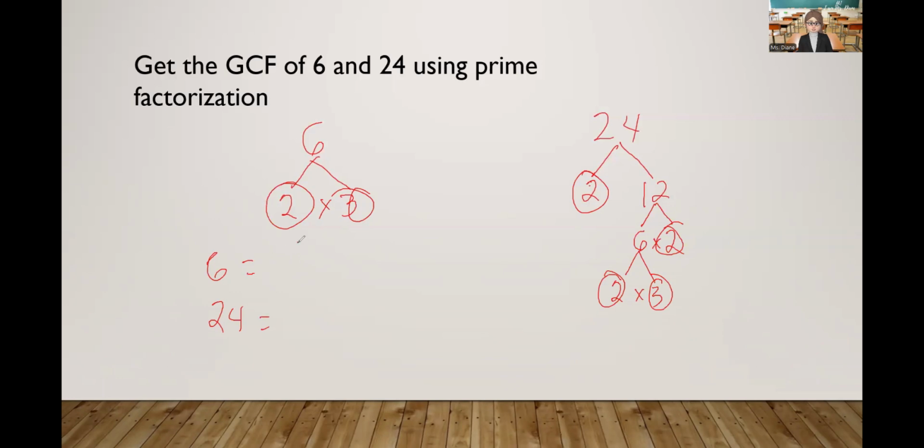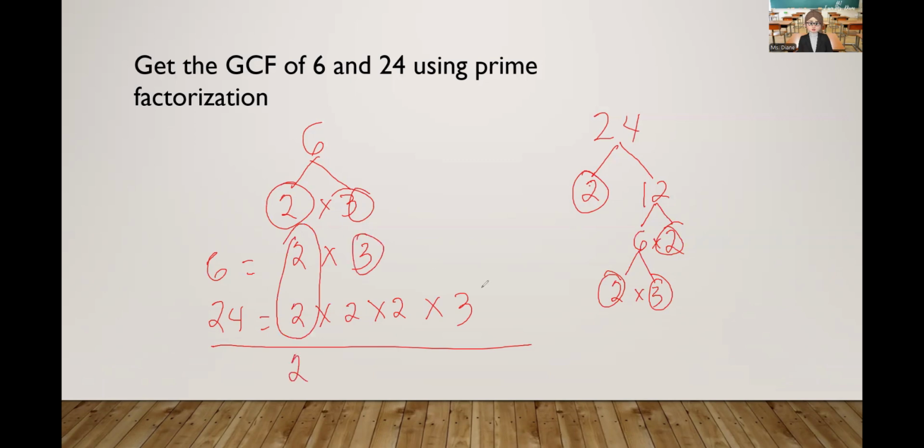So let's list them. For 6 it is 2 times 3, and for 24 it is 2 times 2 times 2 times 3. How many common factors do you have here? You have 2 and you have 3. So what is 2 times 3? The GCF is 6.